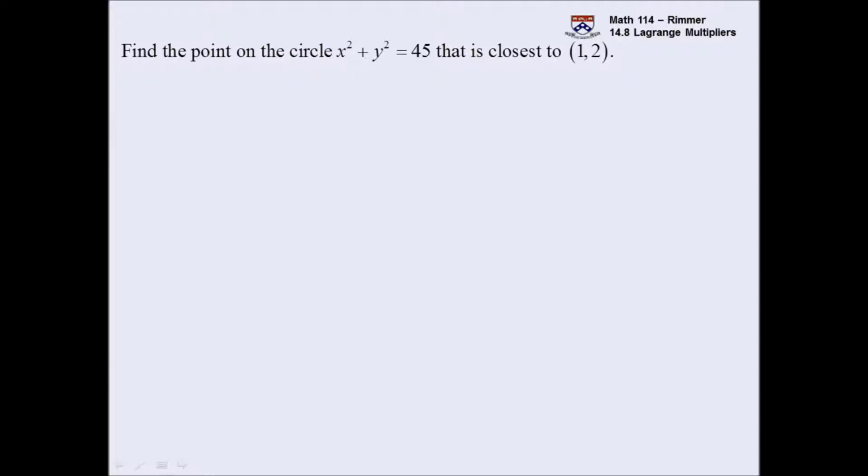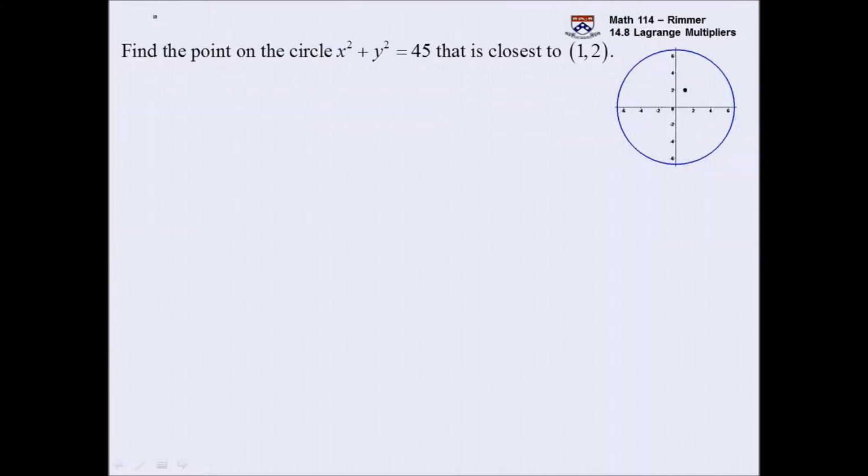I want to be on the circle: x squared plus y squared is 45. At the same time, I'm on that circle, I want to be as close as possible to the point 1, 2. So here's a circle of radius 3 root 5, the square root of 45. And then here's my point 1, 2 inside the circle. And I want to be as close to that as possible.